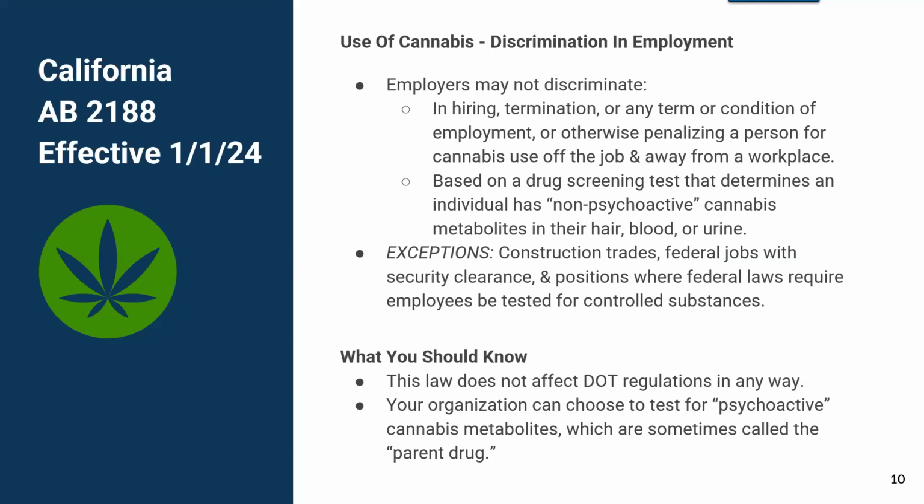This is based on drug screening tests that determine non-psychoactive cannabis metabolites, such as a hair, blood, or urine test. There are some exceptions: construction trades, federal jobs with security clearance, and positions where federal laws require employees to be tested for controlled substances. If you have DOT drivers, this law does not affect those regulations in any way, for instance, truck drivers that are DOT regulated. And your organization can choose to test for psychoactive cannabis metabolites, which are also sometimes called the parent drug.